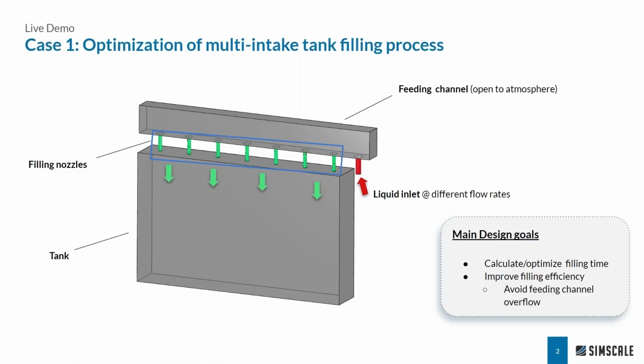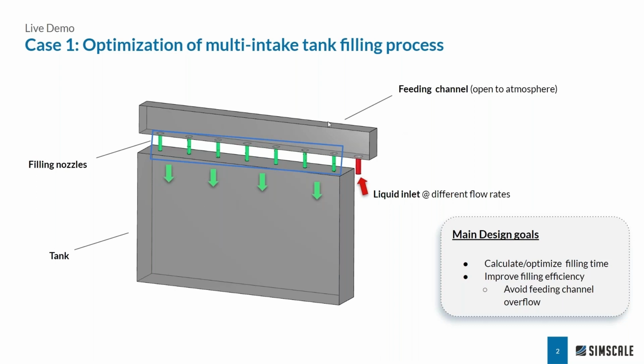So the first case we're going to be talking about today is the optimization of a multi-intake tank filling process. So basically, what we have here is a feeding channel that leads to the tank to be filled, right? And it's connected with it via these 7 nozzles. And then we have our main feeding nozzle here, where the liquid, or in this case, we just use water for demonstration, is fed into the channel and then led into the tank, right?